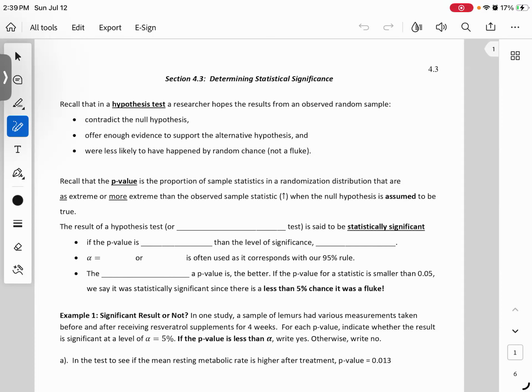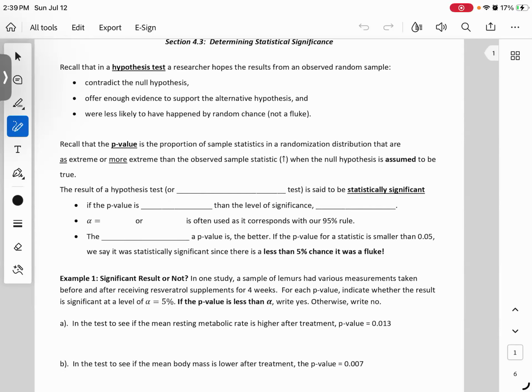Remember, the whole point of a hypothesis test is there are two different arguments, and we're trying to find enough evidence for the alternative. Which argument seems more likely to be true is based on a sample. When that sample comes back, if we want the alternative argument to win, we're hoping that the sample backing up the alternative was not a fluke.